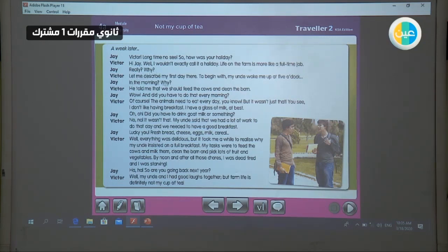Let me describe my first day there. Describe, to give the details, to talk about every single thing. To begin with, to start, my uncle woke me up at 5 o'clock in the morning. Why? He was shocked that his uncle woke him up at 5 o'clock. He told me that we should feed the cows and clean the barn. To feed, to give food to the cows.